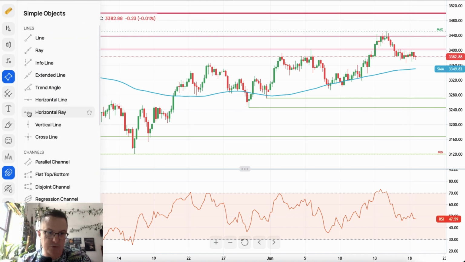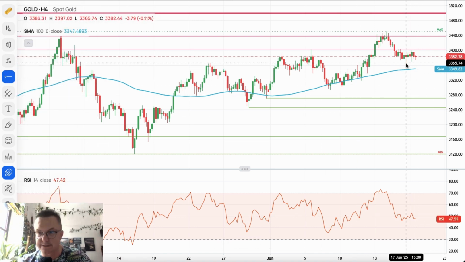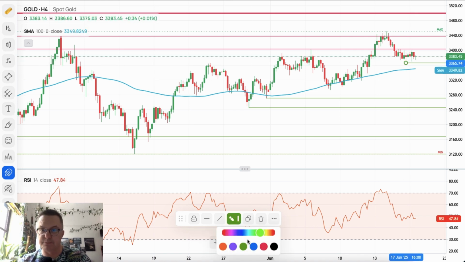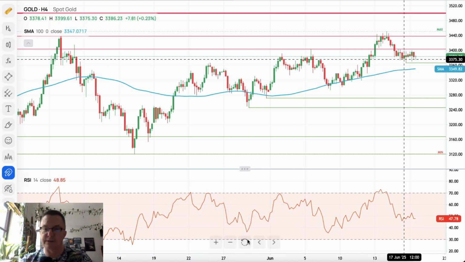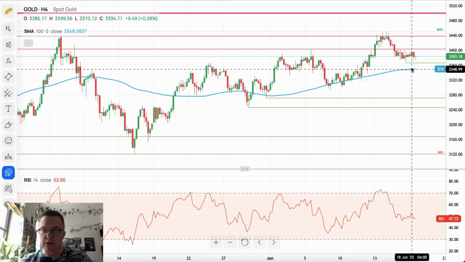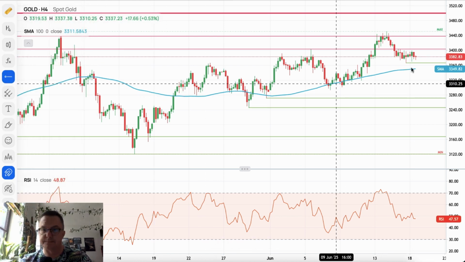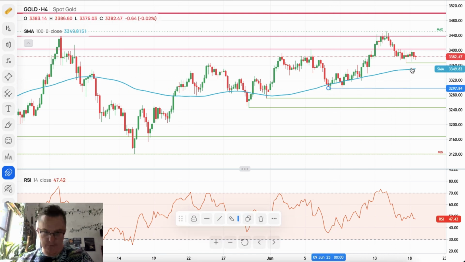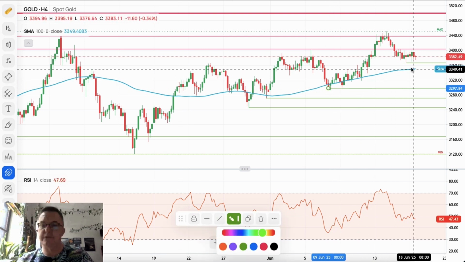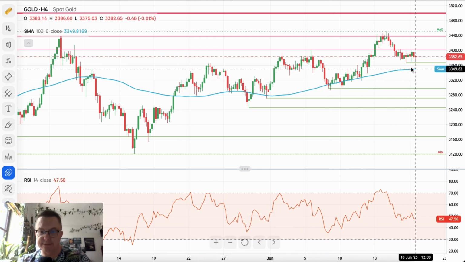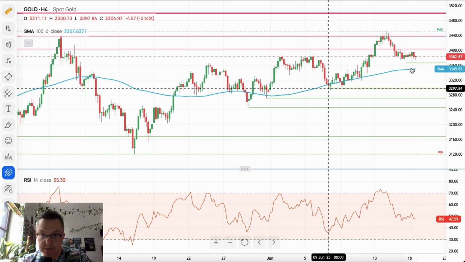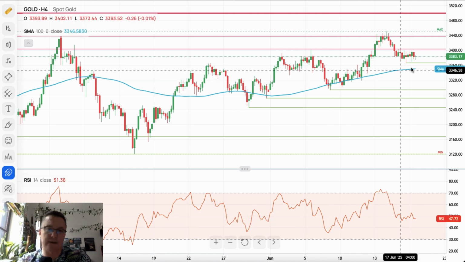Local technical support, weak technical support, is the low from yesterday at 3,365. So any breakout below this level might give us a test of the 100 periods moving average, and then of course the lower levels might be very easily tested. So this is the situation with the gold. Of course, the short-term, medium-term and long-term trend on gold is up.